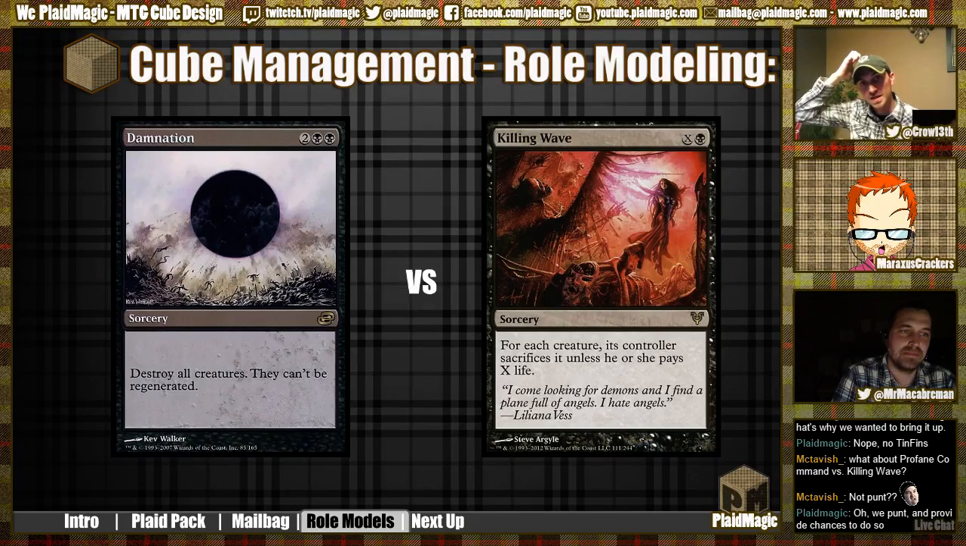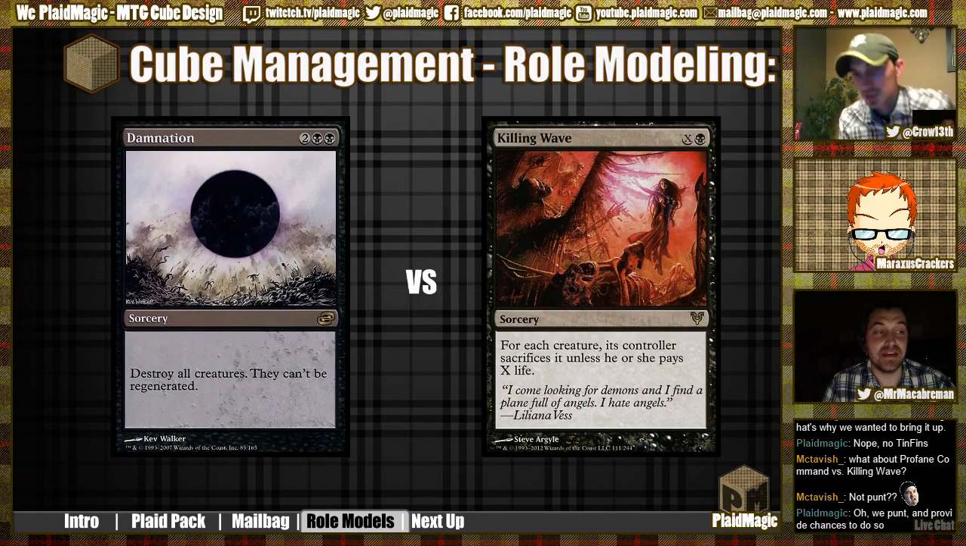Killing Wave, because it has more choice, a more experienced player can assess the situation and make a better play than you would ever be able to make with Damnation. Right, at least in our cube. Yeah, in fact, there's a lot of choice and interaction, and in most cases the deck that wants Damnation will come out ahead better with Killing Wave, probably with the same result in less time, is what I've seen so far.